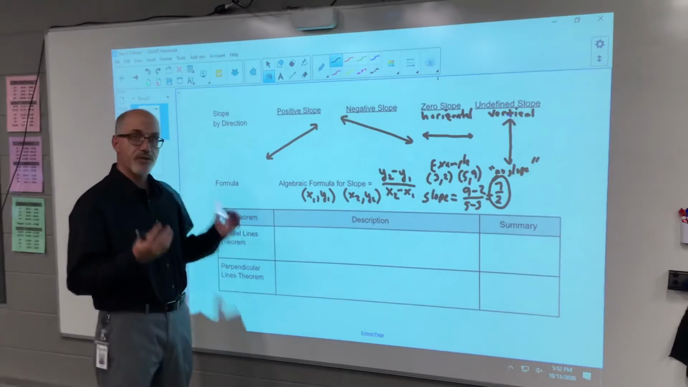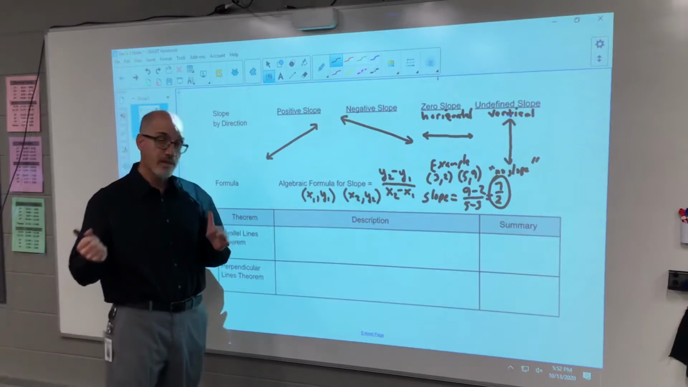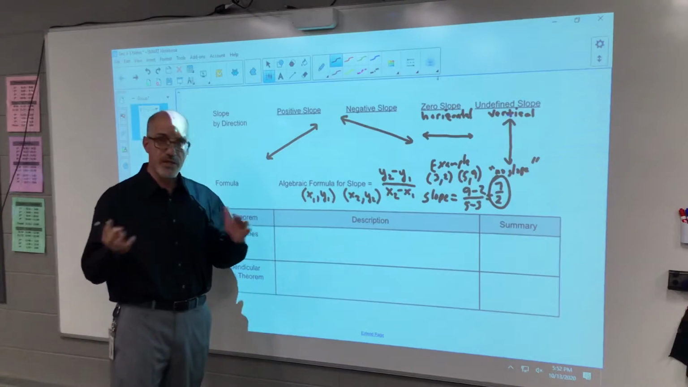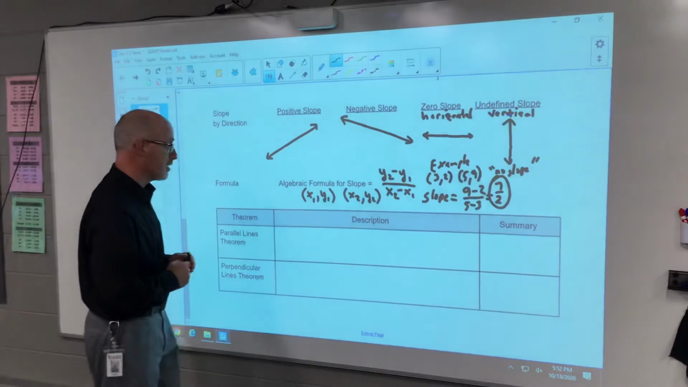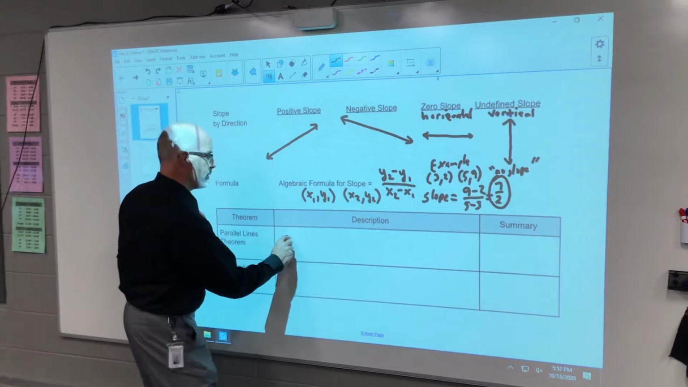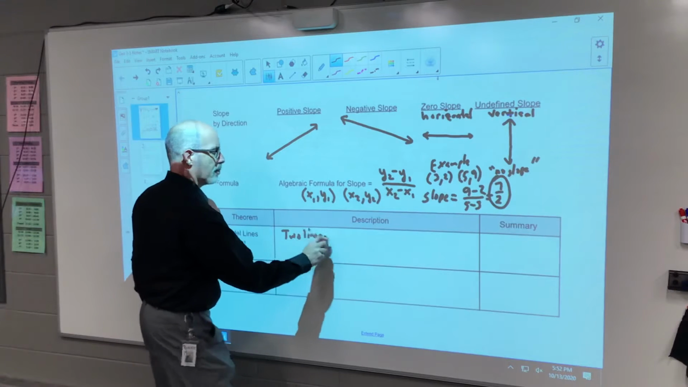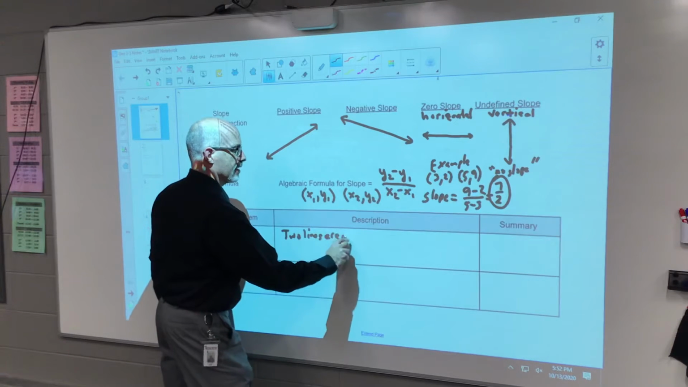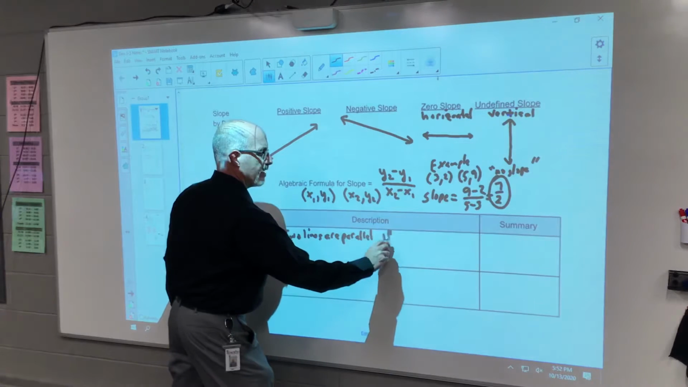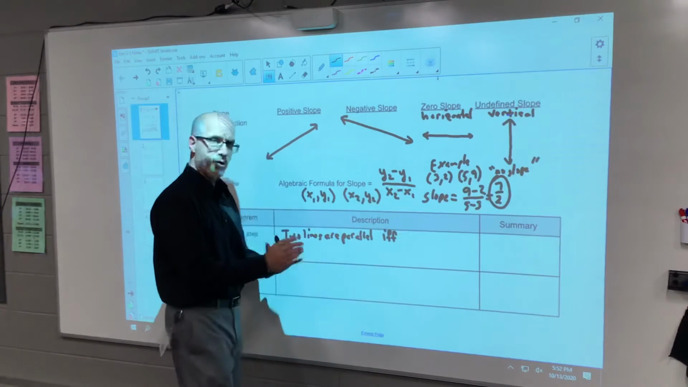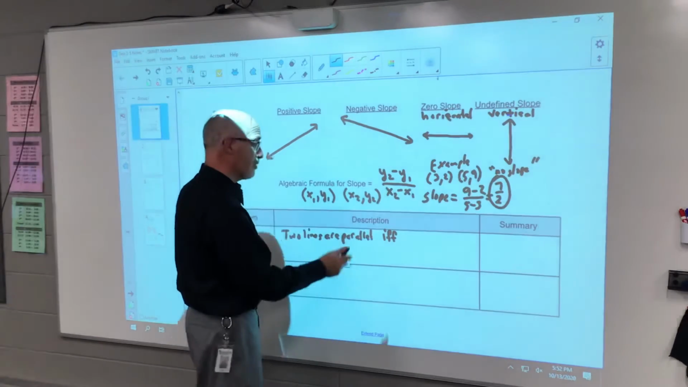These are actual theorems that we'll be using, okay? And the theorems are the theorem and its converse. So the conditional and its converse are both true. So we're going to write this as a biconditional. So two lines are parallel if and only if. Remember, that means it goes both ways. This could be the hypothesis or it could be the conclusion.